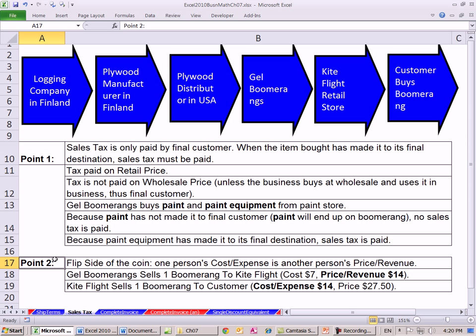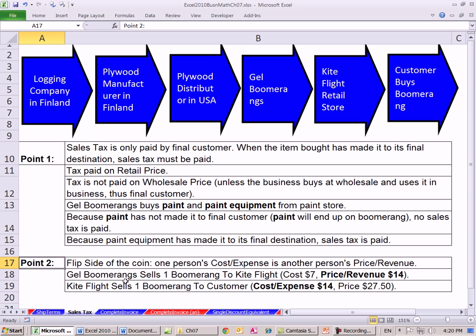Now, point number 2. Just want to point something out about this. And we already saw this the last 2 videos. I want to talk about the flip side of the coin. And there's always, in accounting and business, there's always flip sides to the coin. One person's cost or expense is another person's price or revenue.